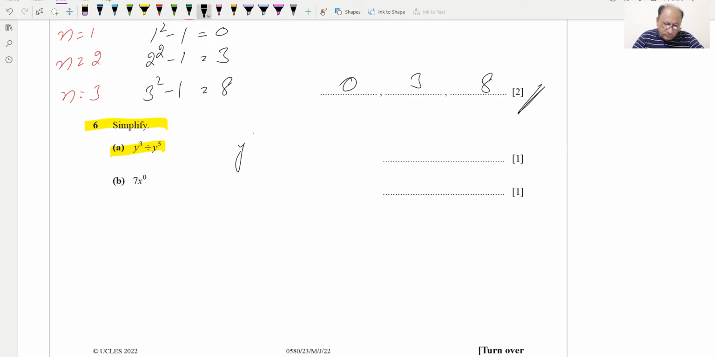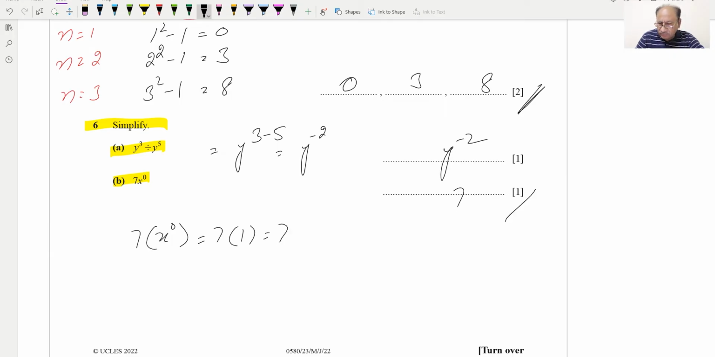So in this case we will write 3 minus 5, and this will be equal to y raised to minus 2, or we can write 1 over y square, whatever you like. I'm writing y raised to the power minus 2. Hopefully you understood this. And for part b, it says 7 and x raised to 0. Anything raised to power 0 will be 1. So we can write 7 into 1, which is equal to 7. So the answer will be 7. Both parts are 1 mark each.